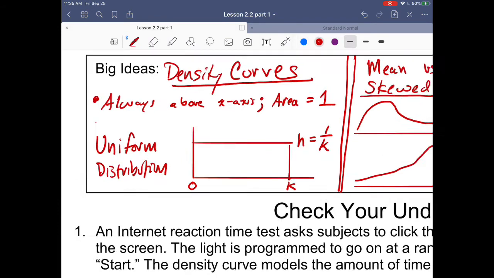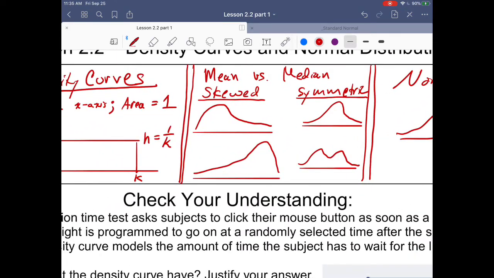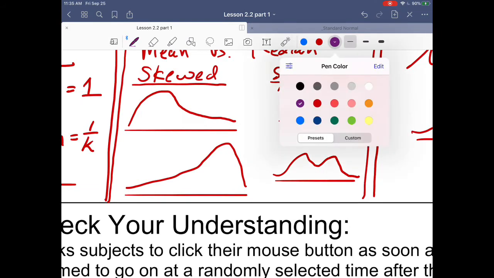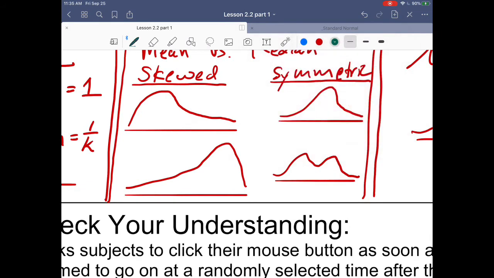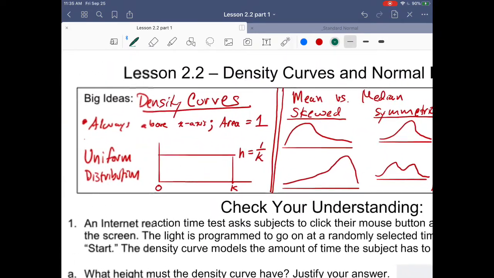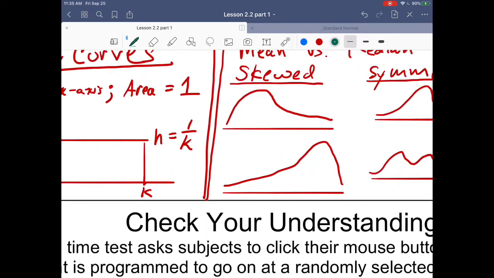The next thing we looked at was what happens with the mean and median in skewed versus symmetric data. This goes back to different kinds of resistant values. So now think about it for a quick second. The density curve, remember, is an area of 1. So the median is the value that makes half of the area on one side and half of the area on the other side.